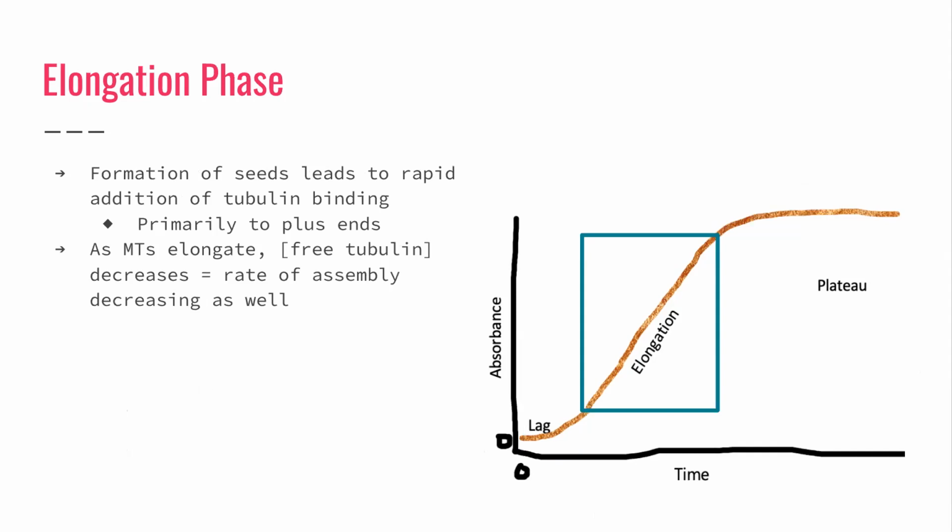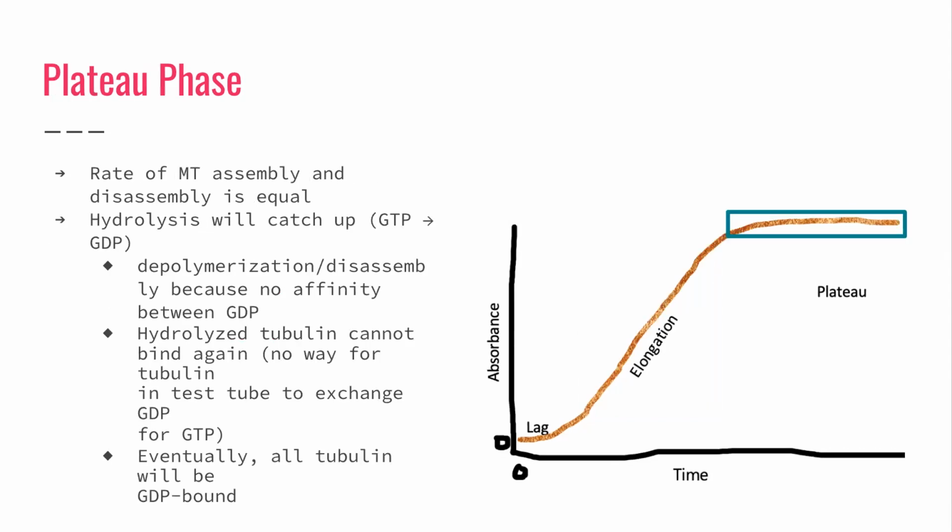Okay, then you have your elongation phase, and this is basically just rapid addition of the GTP bound tubulin to the plus ends. And yeah, so you have just rapid elongation, you have your GTP cap, and then you have your plateau phase, which is basically when the rate of microtubule assembly and disassembly is equal.